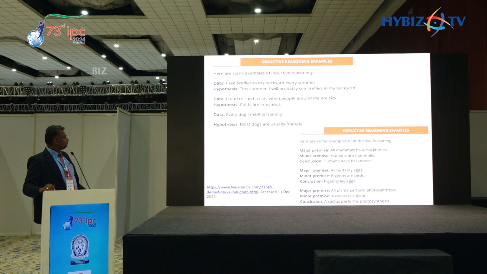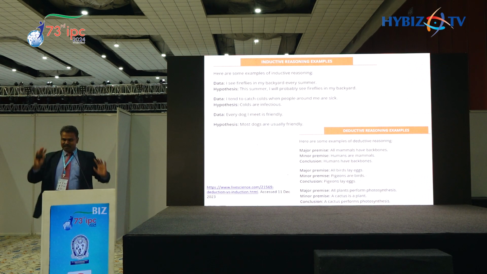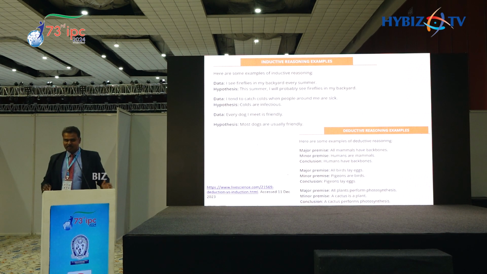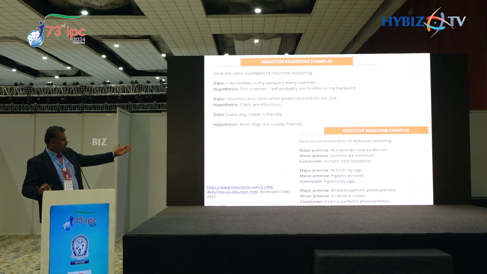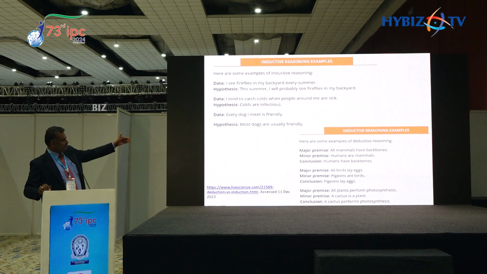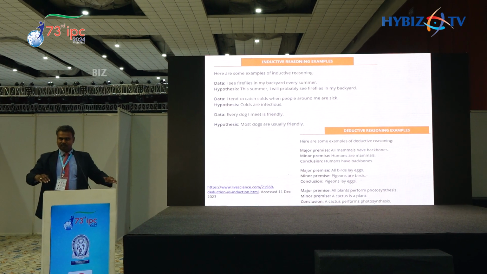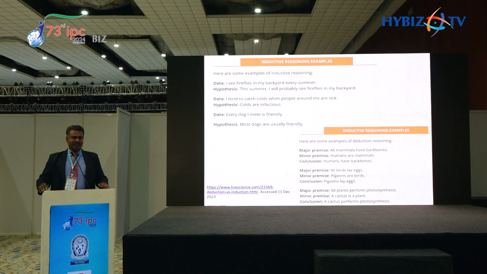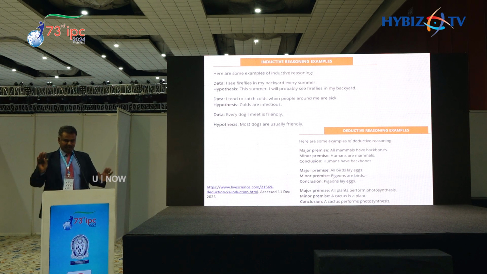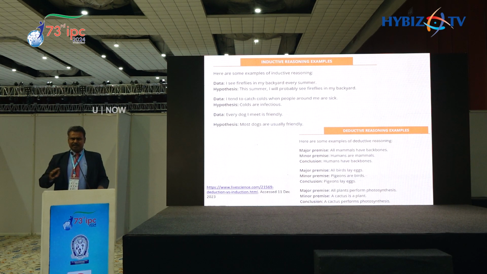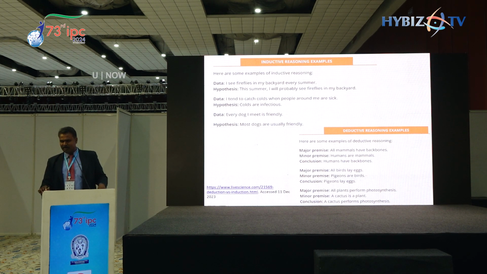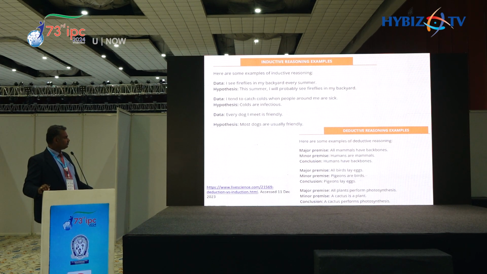Next. For example, inductive. See here, every dog I meet is friendly. So what hypothesis are you making? Most of the dogs are friendly. It's a hypothesis, but not proven. Whereas in deductive, look at this one. All mammals have a backbone. Humans are mammals. It means humans have a backbone. You are concluding with evidence. That is deductive. What kind of study is yours, whether inductive or deductive? Mention it in the methodology section by using Saunders' research onion model. You can say that the methodology section follows the Saunders research onion model. They will be happy. Next.